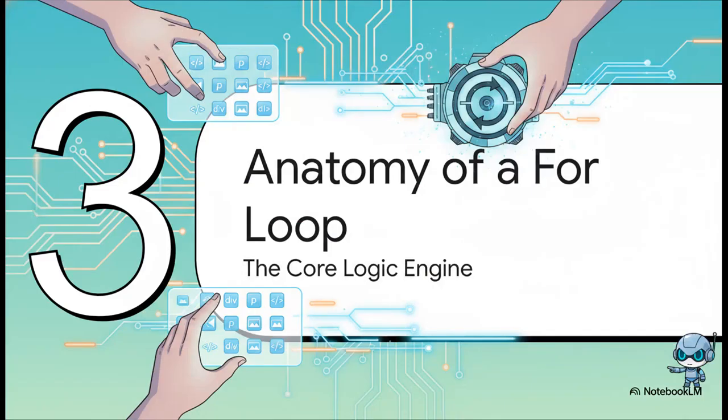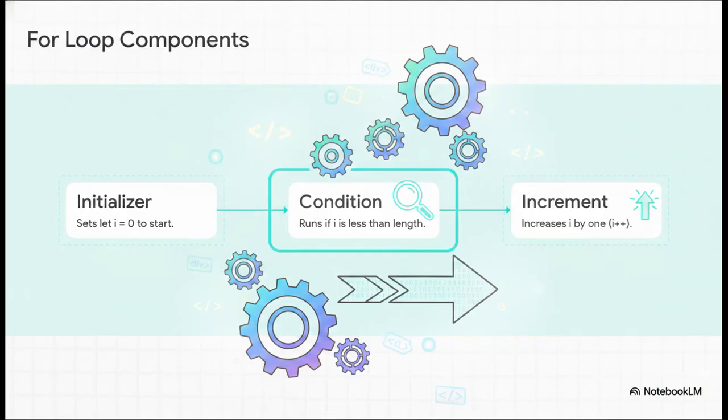Moving right along to section 3, anatomy of a for loop. With our elements securely grabbed and waiting in that array, it's time to actually build the engine. A standard JavaScript for loop requires these 3 distinct components, running just like clockwork. Step 1 is the initializer. Notice we're using the modern keyword let here to declare i = 0. Why? Because i is absolutely going to change, and let safely restricts this variable to just this specific loop.